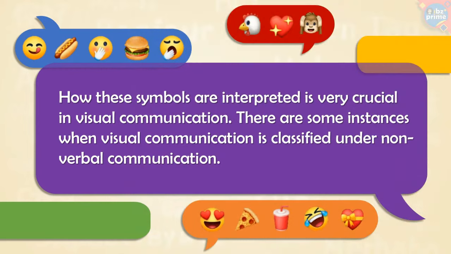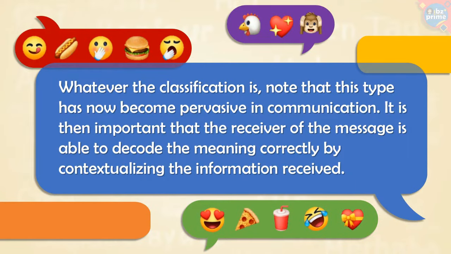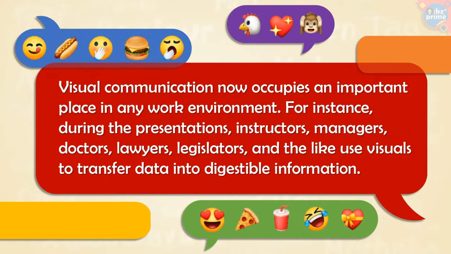How these symbols are interpreted is very crucial in visual communication. There are some instances when visual communication is classified under nonverbal communication. Whatever the classification is, note that this type has now become pervasive in communication. It is then important that the receiver of the message is able to decode the meaning correctly and contextualize the information received. Visual communication now occupies an important place in any work environment.